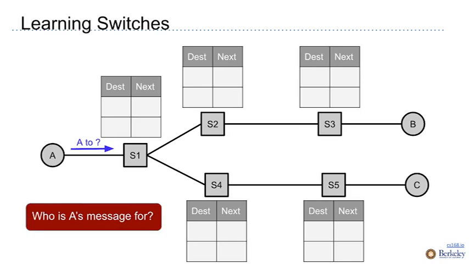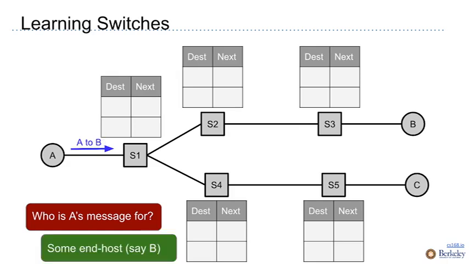Okay, so we now start with the learning switches. There's some message going out. A is sending out this message. Who is this message meant for? Can it be like S5? No. Anyone? Because messages are meant for end hosts. We don't send messages to the switches.